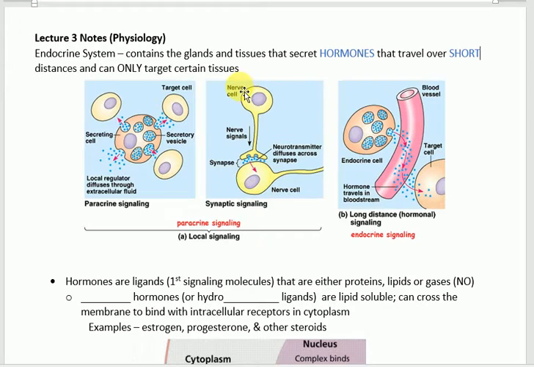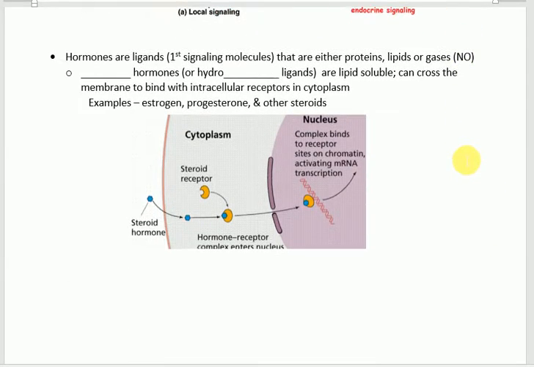So, and then here's another example of a nerve cell releasing that to another nerve cell. So these are short distances. Then we have long distances, right, where it goes through the bloodstream, all of that, to another target cell. So hormones are ligands, meaning that they're the first signaling molecules. And they're either proteins, lipids, or they can be gases.